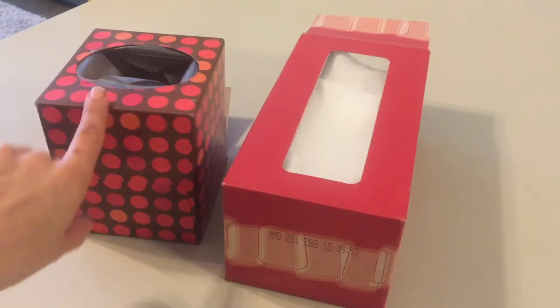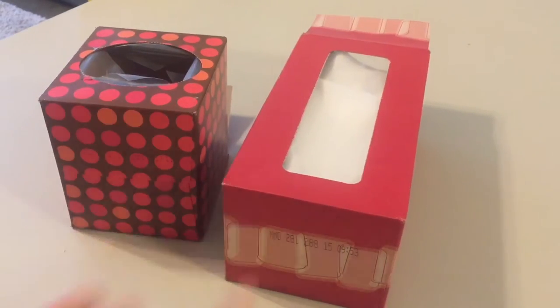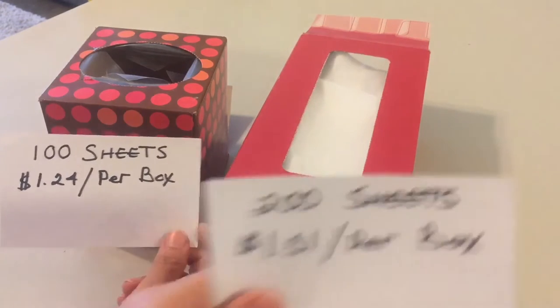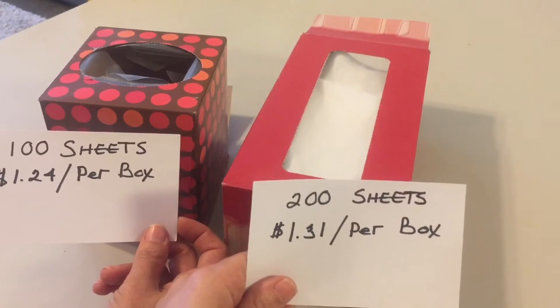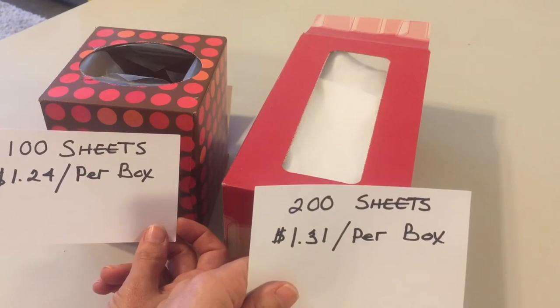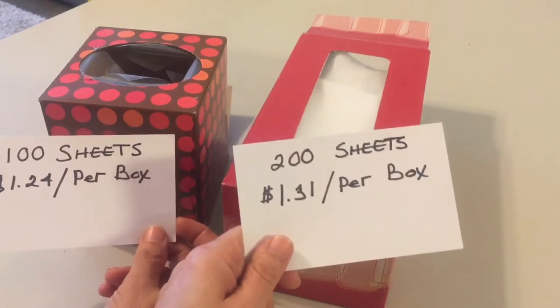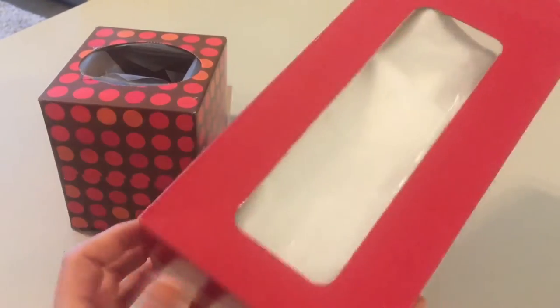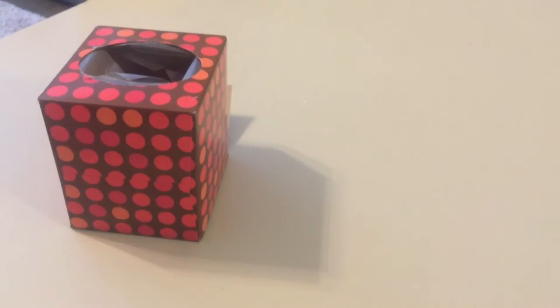Excited to show you my accidental tissue box hack about how to make two of those out of one of those. So this little tiny box is $1.24 for 100 sheets, and you can get this much larger box of 200 sheets for only 7 cents more. That's twice the product for 7 cents more. That is a steal. So I accidentally figured this out one day when I bought the wrong kind.